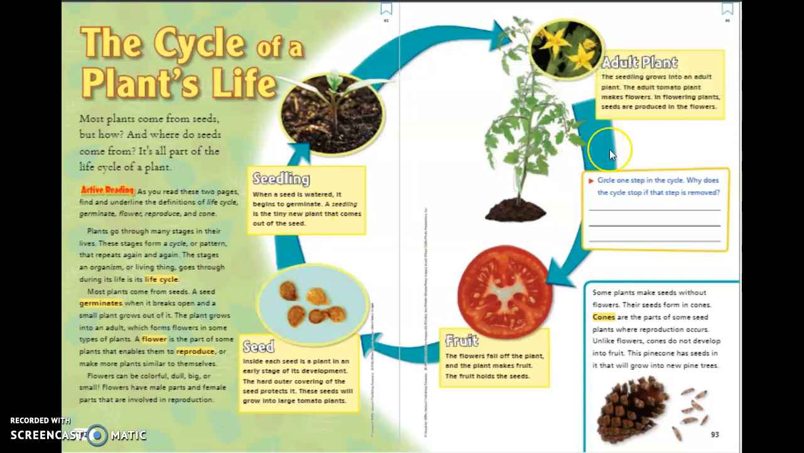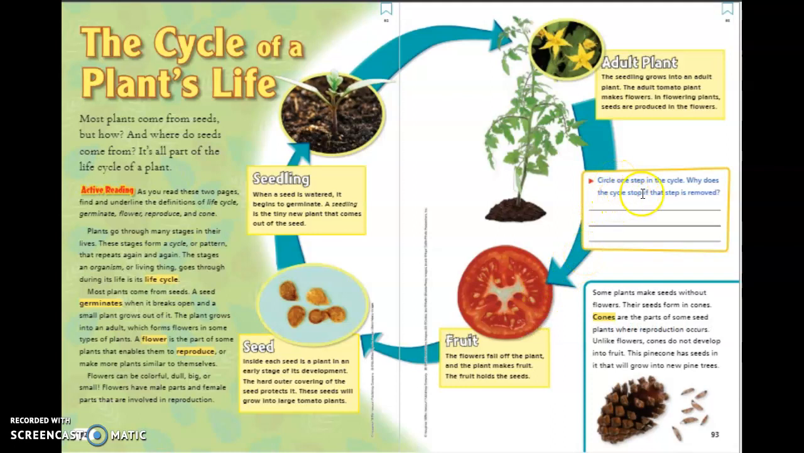Then we're looking at an adult plant. The seedling grows into an adult plant. The adult tomato plant makes flowers. In flowering plants, seeds are produced in the flowers. Fruit. The flowers fall off the plant and the plant makes fruit. The fruit holds the seeds. You can see inside here, you can see the seeds of the tomato plant.